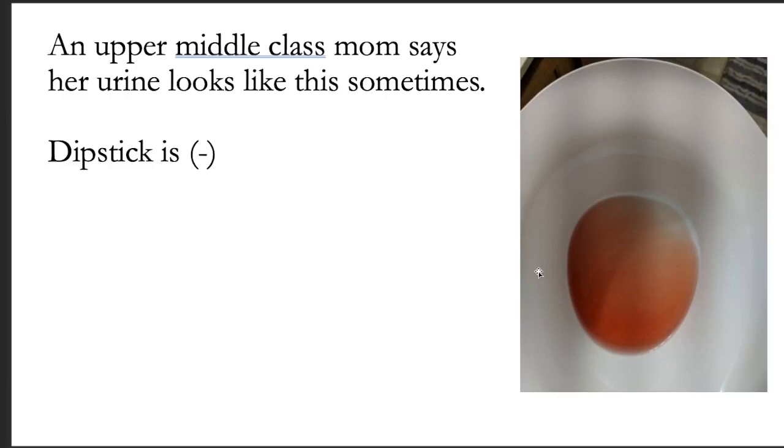This is another random one. I actually saw this myself. So an upper middle class mom, she says her urine looks like this sometimes. She brings a picture of the toilet bowl. This is what you see. Doesn't have it right now. She noticed she only has it sometimes. When you get a better history on her, you notice she's been doing this juice cleanse lately, and it only happens when she's doing the juice cleanse.